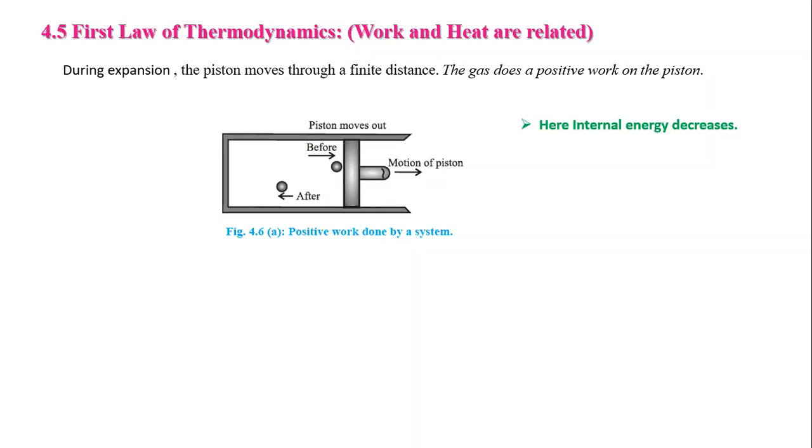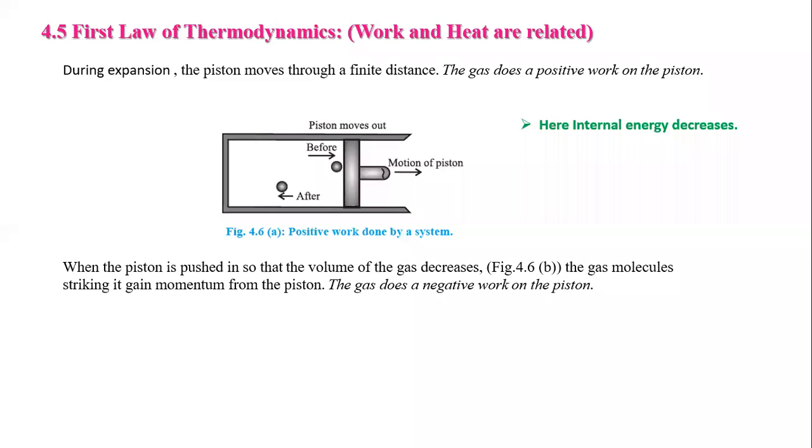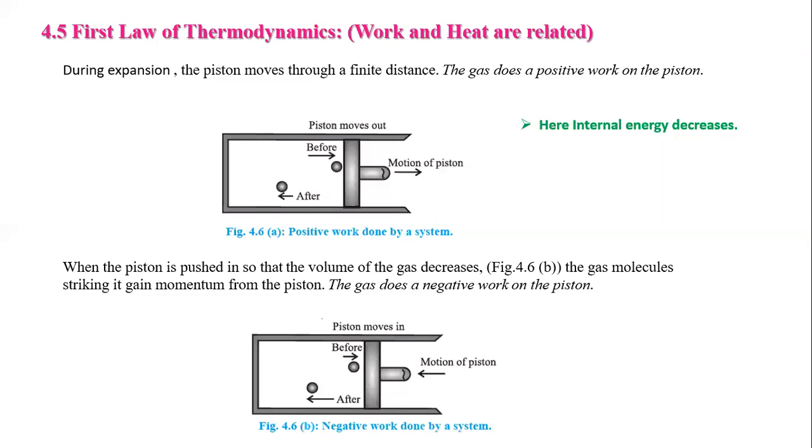Here internal energy decreases. Internal energy decreases when the piston is pushed in, so that the volume of gas decreases. The gas molecules striking it gain momentum from the piston, so they gain some momentum and the gas does a negative work on the piston. You can see a diagram here. The first diagram is positive work done by the system, and the second one is negative work done by the system. System means the gas.